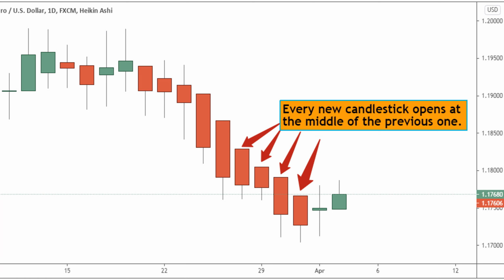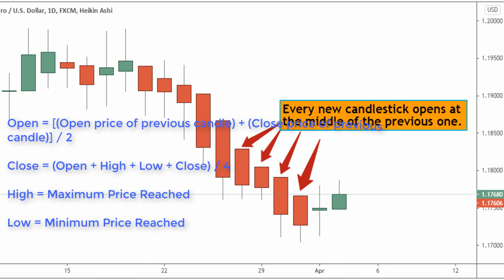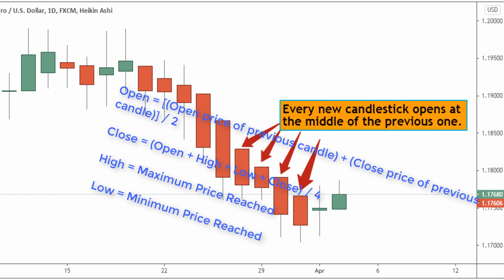Without further ado, these are the four Heikin-Ashi calculations used to plot the candlesticks. Open equals 2. Close equals 4. High equals maximum price reached. Low equals minimum price reached.